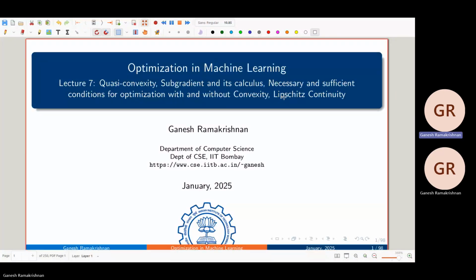So welcome to lecture 7. We'll quickly conclude our discussion on quasi-convexity and move on to subgradient and its calculus. And let's see how much we can talk about the necessary and sufficient conditions for optimization.